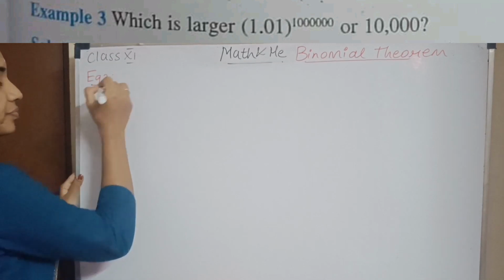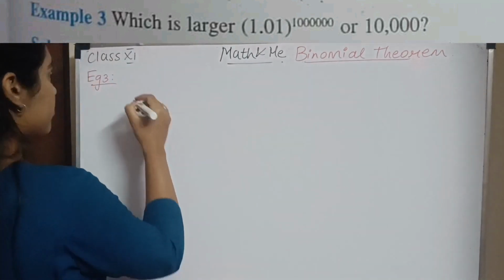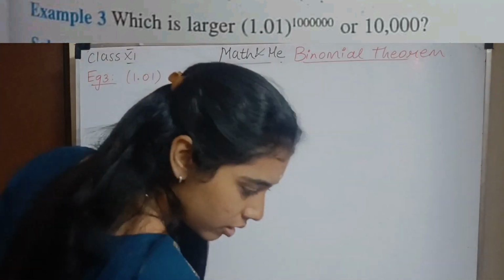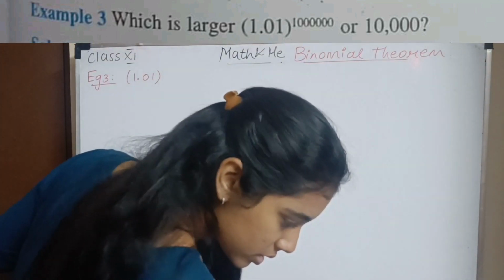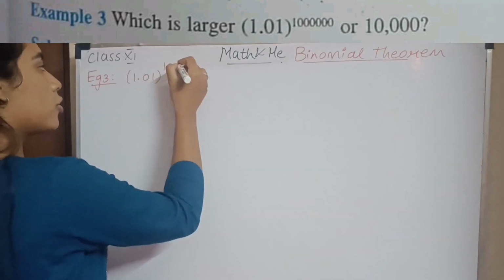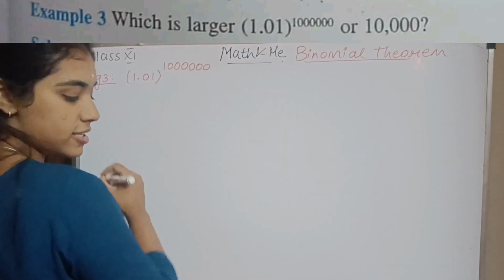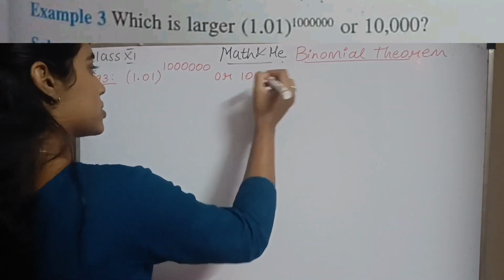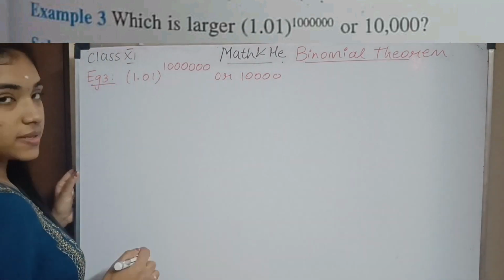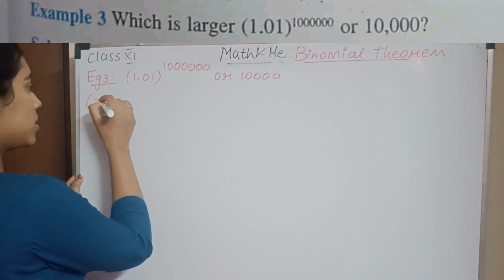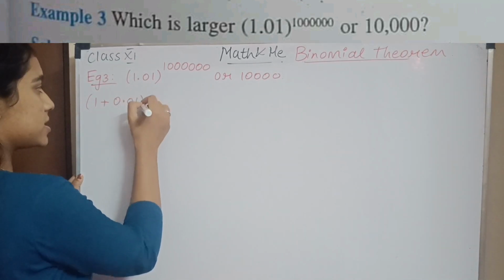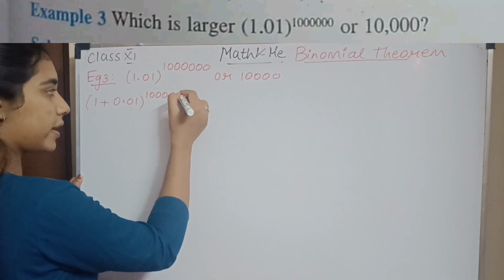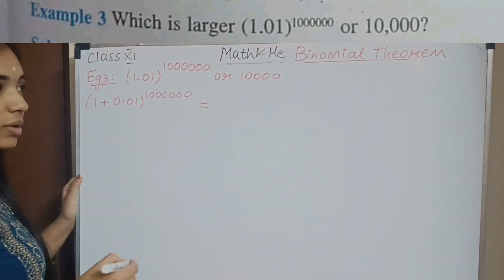Example 3: which is larger, 1.01 to the power 1 followed by 6 zeros (1,000,000), or 10,000? So how can I write this? I can write it as (1 + 0.01) to the power 1,000,000. Then, the (a + b) to the power n.